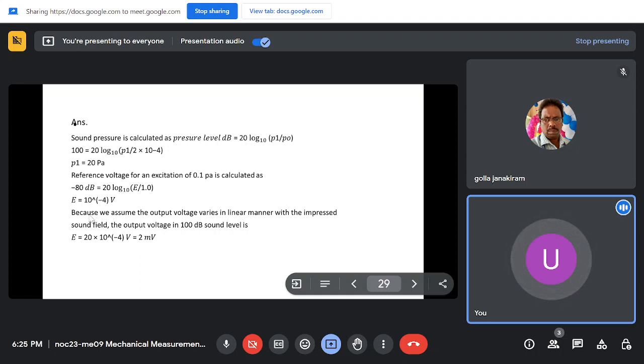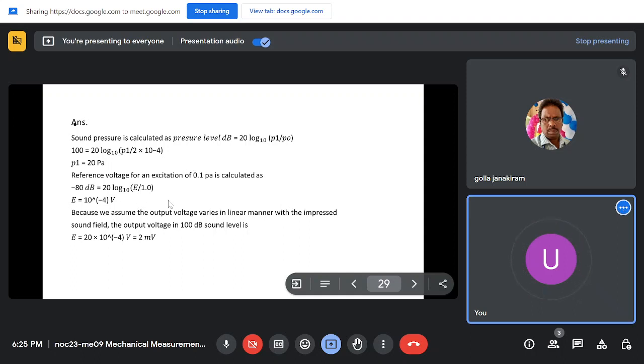In a similar case, as this gives you a linear relation, for 20 pascal you multiply by the EMF generated, and you will get 20 into 10 power minus 4 volt, which is 2 millivolt.